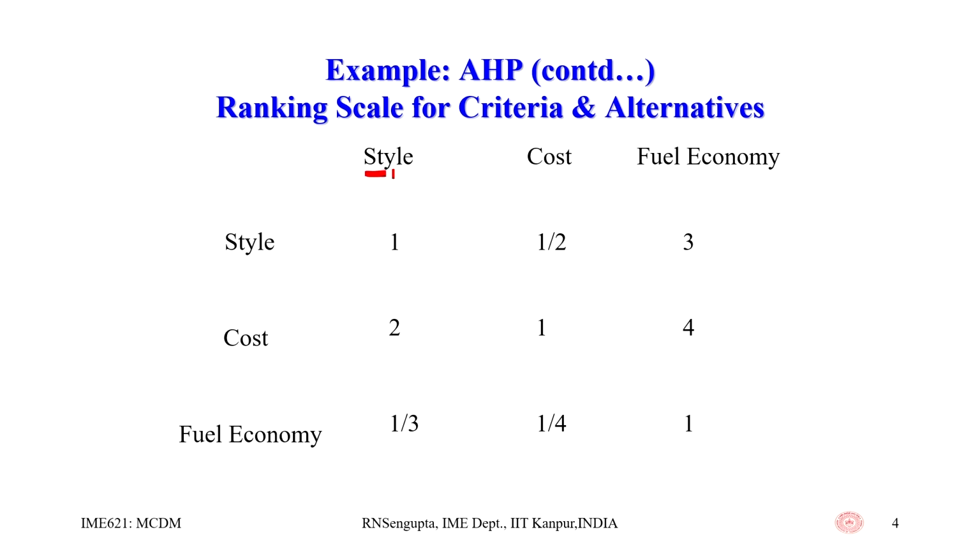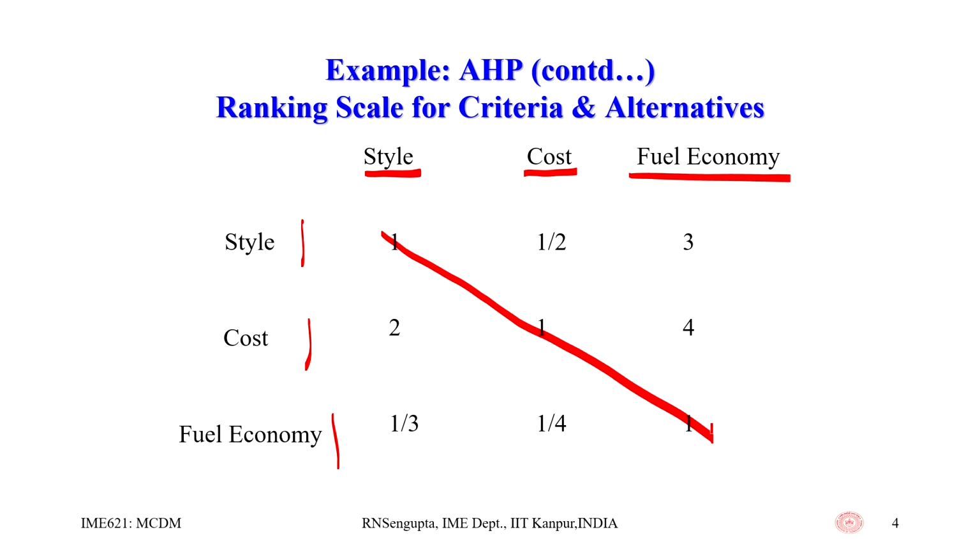The first one is style. We had discussed, but I will just briefly rerun those important concepts: cost and fuel economy, and these are all criteria for the first level. First level means the hierarchy we are considering. Also along the row we have style, cost and economy, and as I mentioned, the principal diagonal which I am marking in red color is all one, because we are considering style to style, cost to cost, fuel economy to fuel economy. And the off-diagonal elements I will now mark in green, in order to highlight the different concepts using different colors.